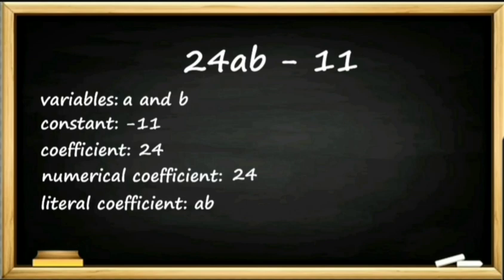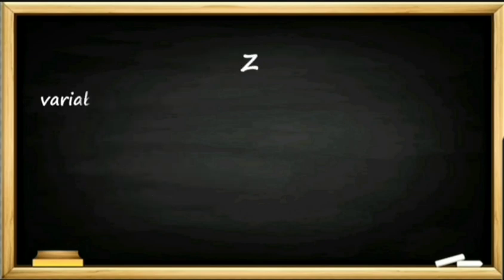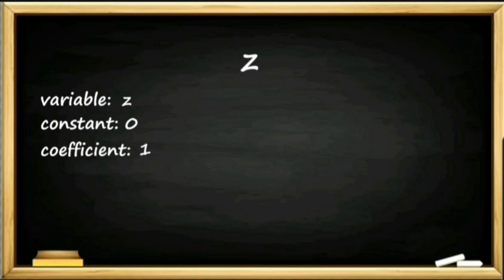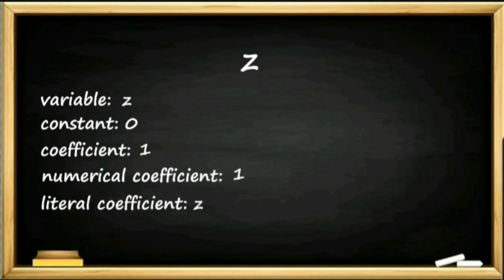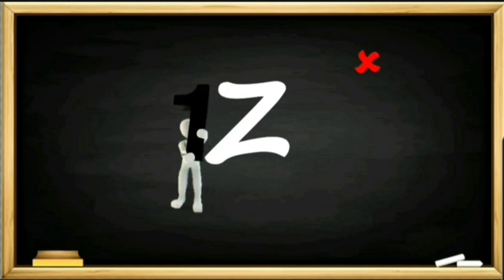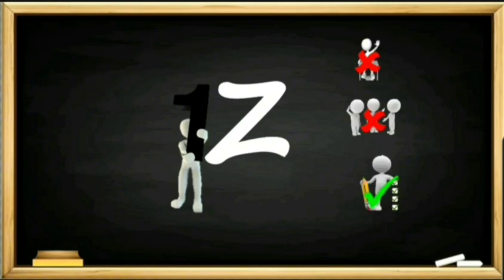literal coefficient. And in z, the variable is z, the constant is 0. What about the coefficient? It's 1. Even if we don't write it, it's always there. More specifically, the numerical coefficient is 1 and the literal coefficient is z. Think of 1 as the shy student in class. Never raises hand, never tries to stand out, but always gets the work done. It's quietly multiplying in the background.